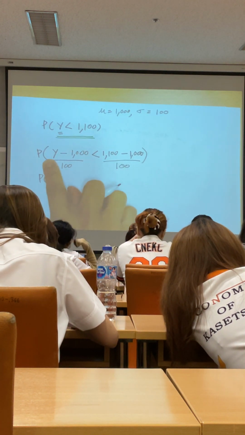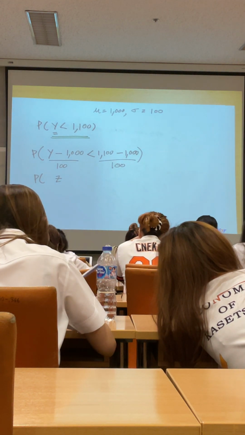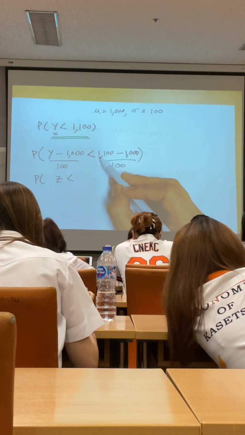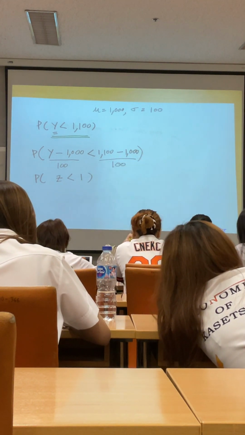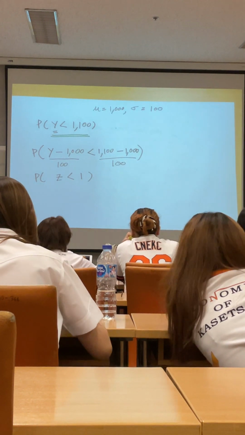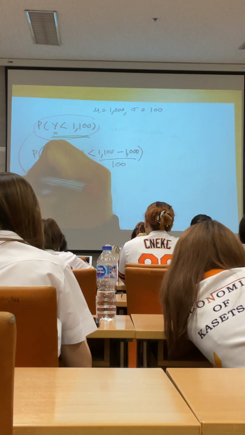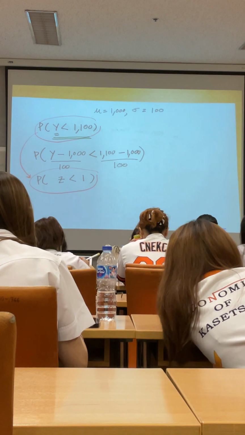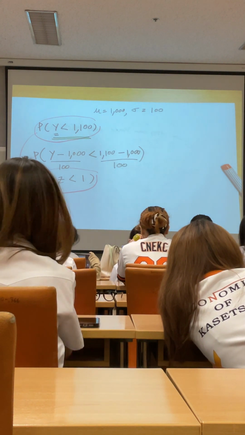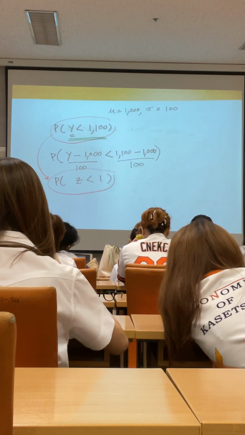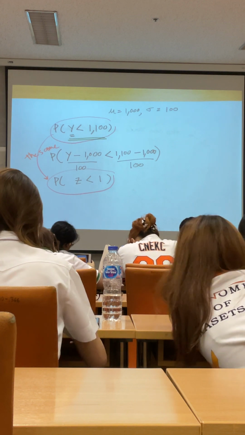Now, y minus the mean divided by SD becomes Z, or the standard normal distribution. 1100 minus 1000 is 100, and 100 divided by 100 is just 1. So we are converting from this probability statement to that probability statement. So the probability of y less than 1100 will be the same, I emphasize the word same, as the probability of z less than 1.